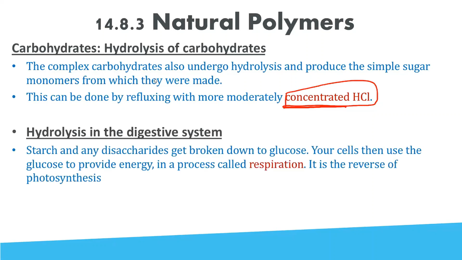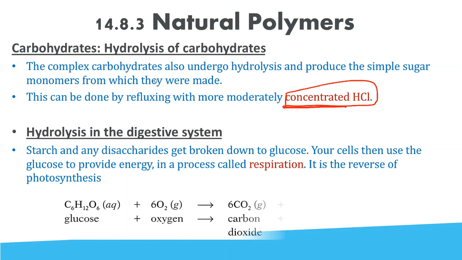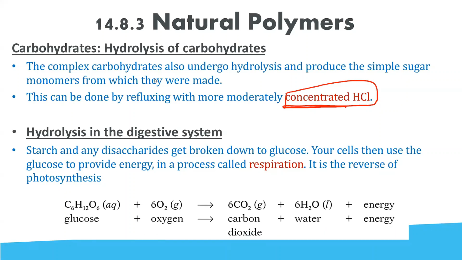This is actually happening in our digestive system. Starch and any disaccharide gets broken down to glucose. Your cells then use this glucose to provide energy in a process called respiration. It is the reverse of photosynthesis. So you need to learn this equation, the respiration equation. I think you might have come across it during air pollution as well, the air and atmosphere topic. So glucose plus oxygen gives rise to carbon dioxide, water, and energy. Glucose is broken down into carbon dioxide and water and energy.